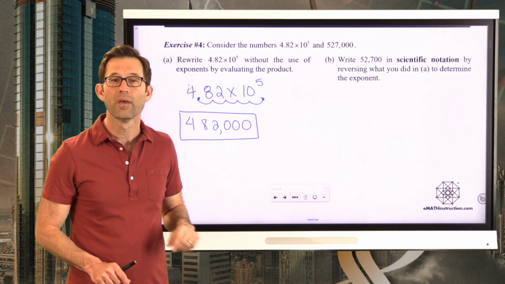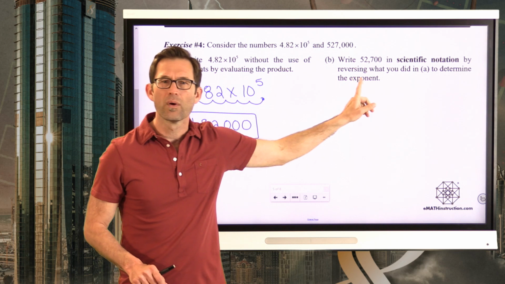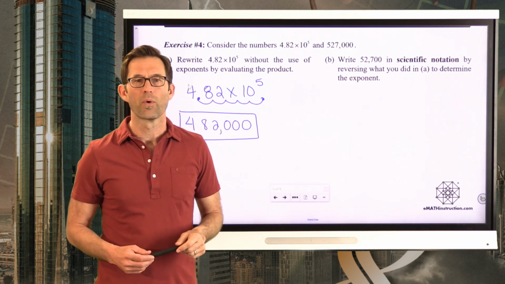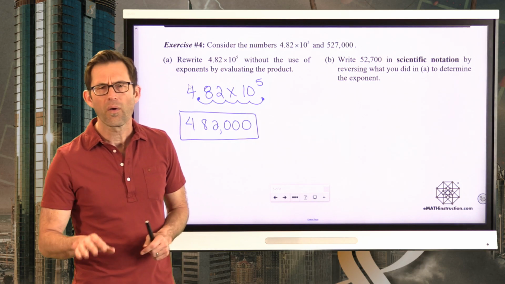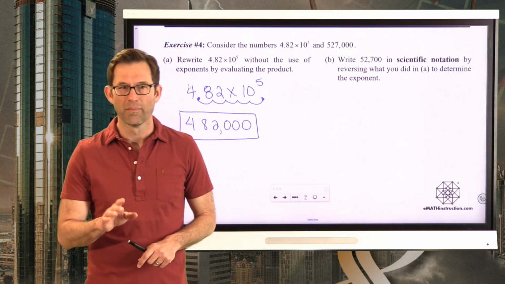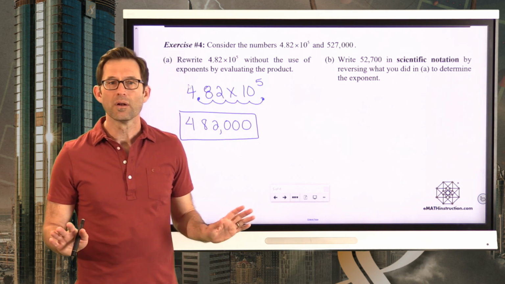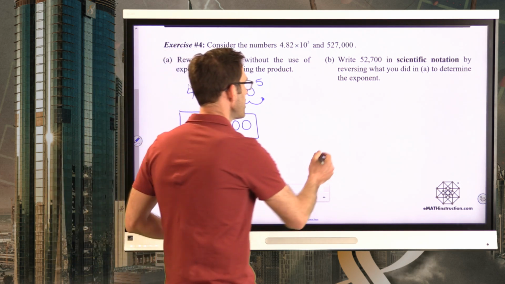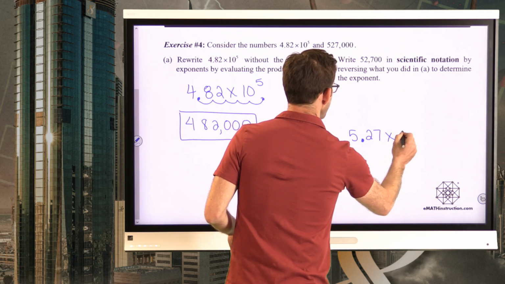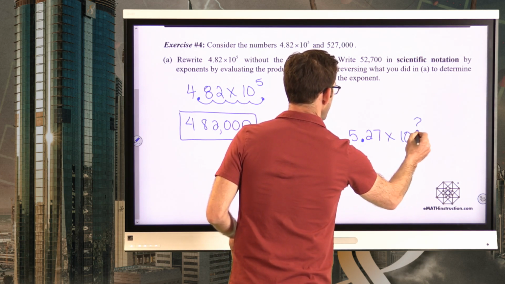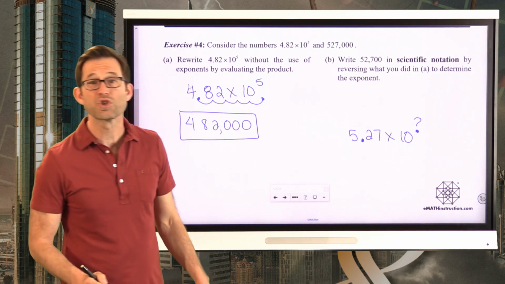Notice I moved the decimal place 5 places to the right because that's what the power of 10 tells me to do. Now, I need to somehow in letter B do the opposite. Let's take a look at what we're asked to do. Write 52,700 in scientific notation by reversing what you did in A to determine the exponent. I want you to play around with this a little bit. Here's a hint: at the end of the day, you're going to have an answer that looks like 5.27 times 10 to something. The question is, what is that?